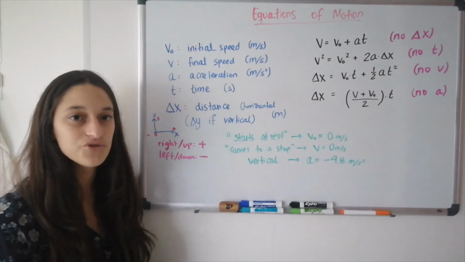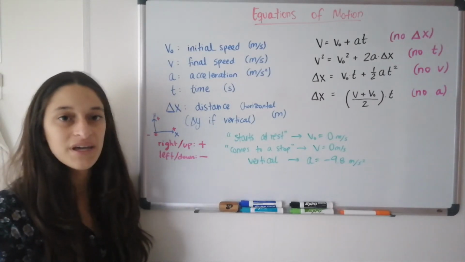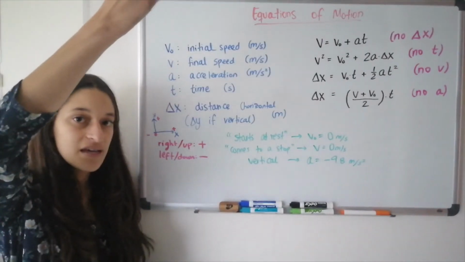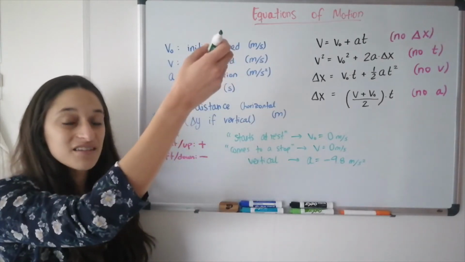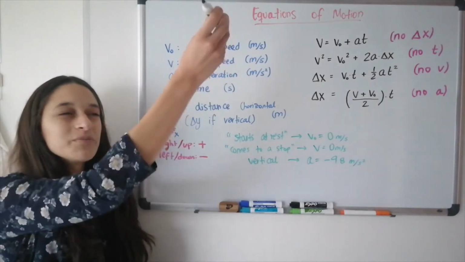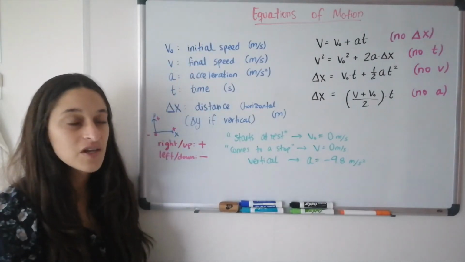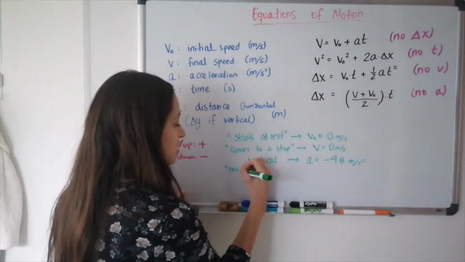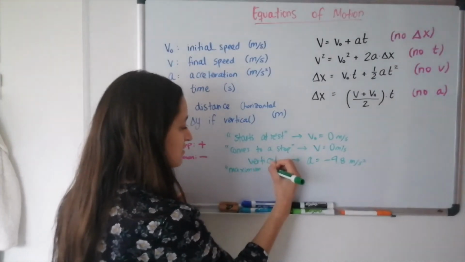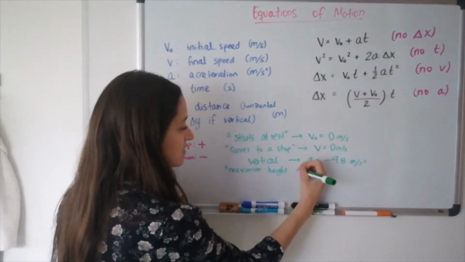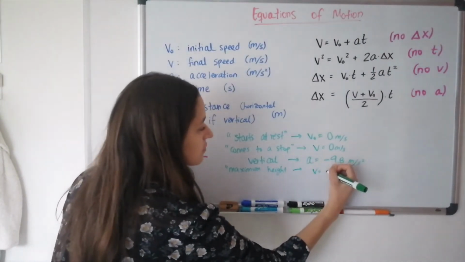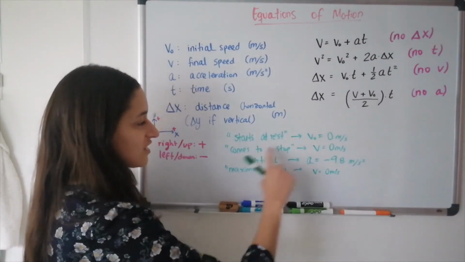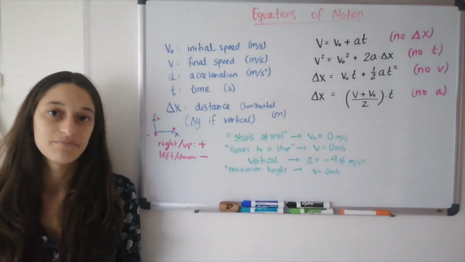Another thing is that if it's an example for vertical and something is thrown upwards and you're being asked for the maximum height, as I had told you before, at the maximum height the speed is 0 because it stops for a millisecond and then starts coming back down. So if we're being asked for maximum height, the final speed is 0. Because the speed at the moment that it reaches that height is going to be 0 as it stops momentarily. 0 meters per second. So basically the final speed will be 0 either if it says comes to a stop or if it says maximum height.